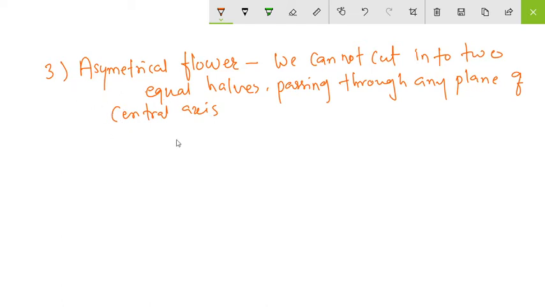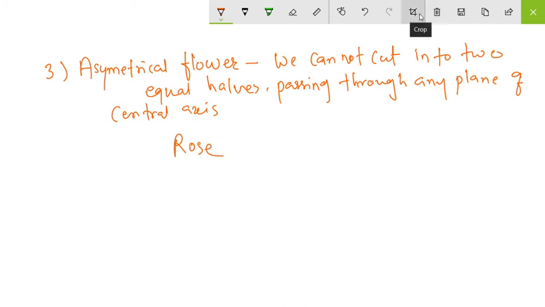Now for example, the rose: each petal of the rose is of a different shape. Okay, so it is not possible to cut the flower of the rose into two equal parts. Okay, because it shows the asymmetry, it shows irregular symmetry, it is the asymmetrical flower, therefore it cannot produce two equal halves passing through any plane of the central axis, and such flowers are known as the asymmetrical flowers.